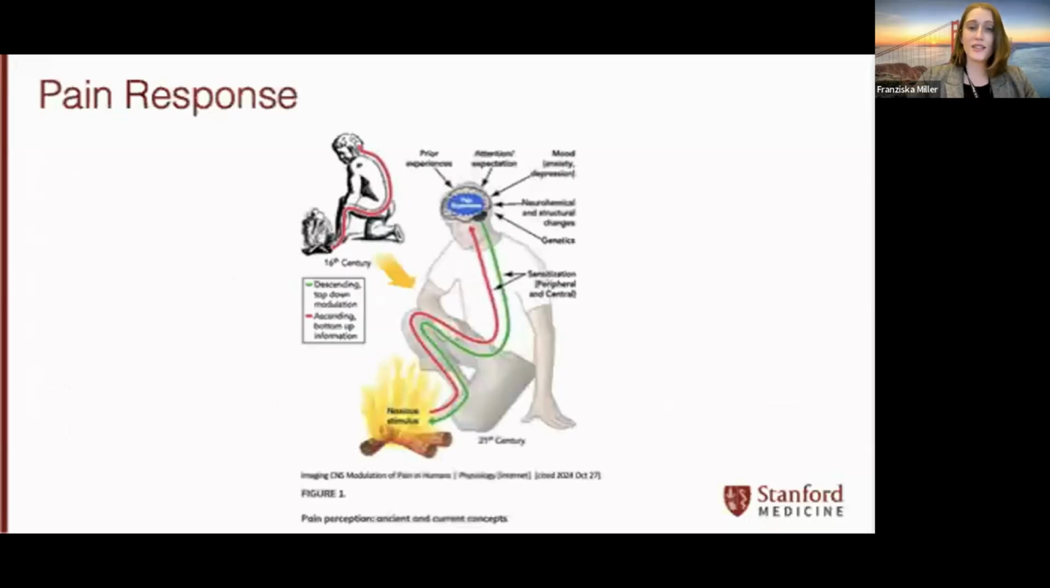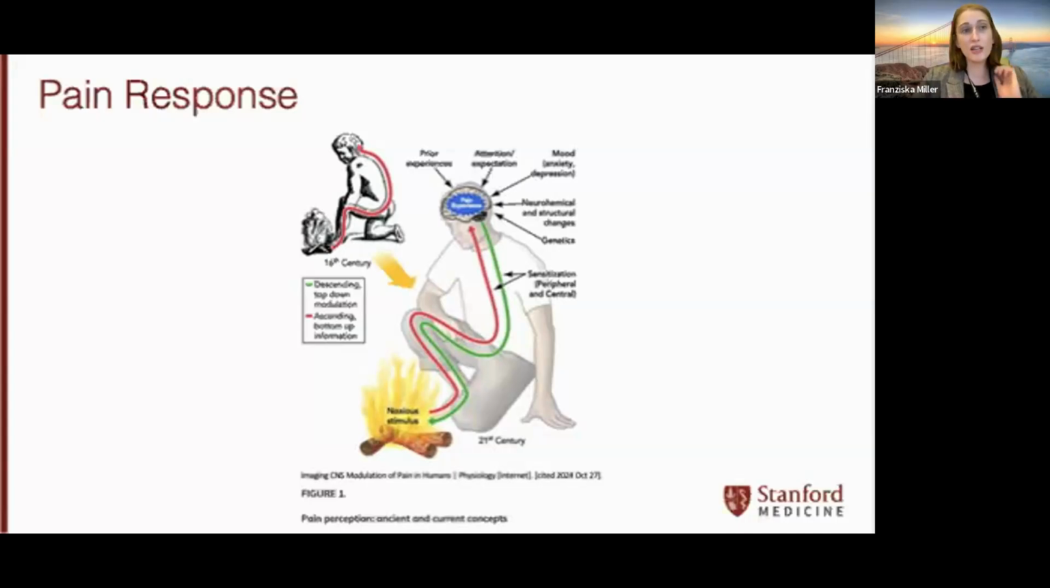So the body has developed the pain response to protect us from injury. Pain can be caused by many different things. I think in the picture above, just looking at it makes me feel pain. But this person is accidentally touching the fire with their foot. And you want your body to tell you that there is pain so that you can remove your foot from the fire. Back in the 16th century, that pain response was considered to be very hardwired.